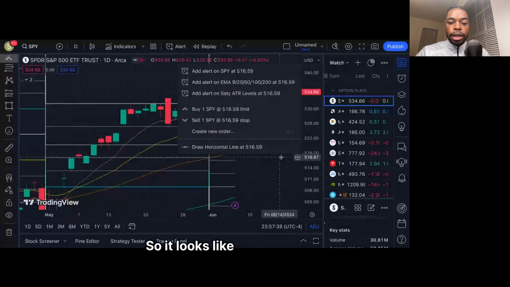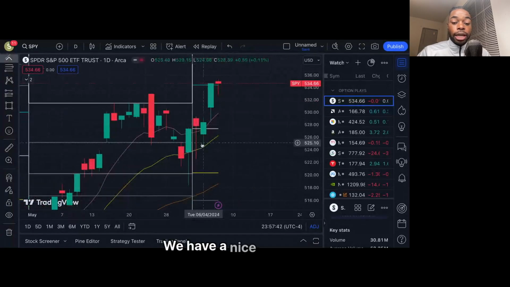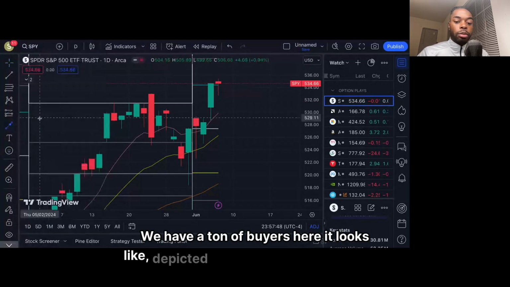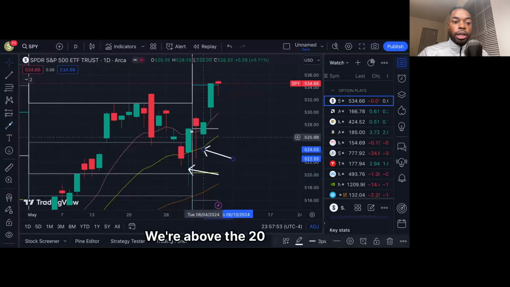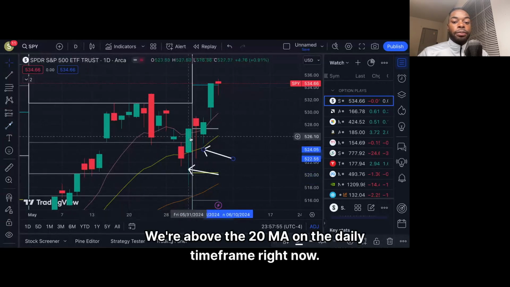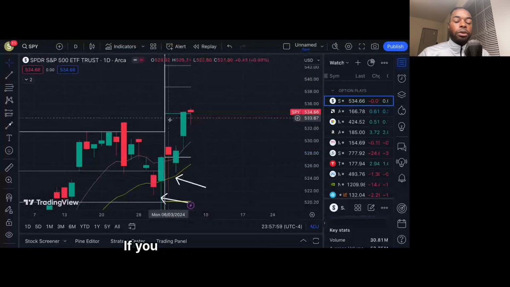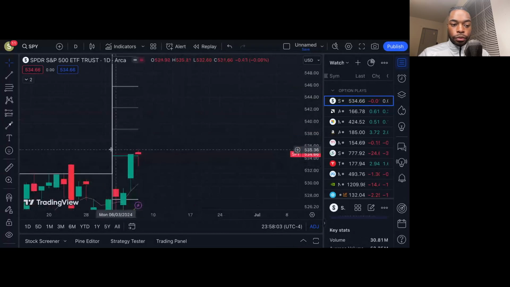So it looks like this is pretty bullish. SPY is pretty bullish here. We have a nice slingshot doji. It's an outside bar. We're pushing to the upside. We have a ton of buyers here, it looks like, depicted by these bottom side wicks. We're above the 20 MA on the daily time frame right now, pushing up into this call zone. If you know about ATRs, we're pushing up. We're at 534.